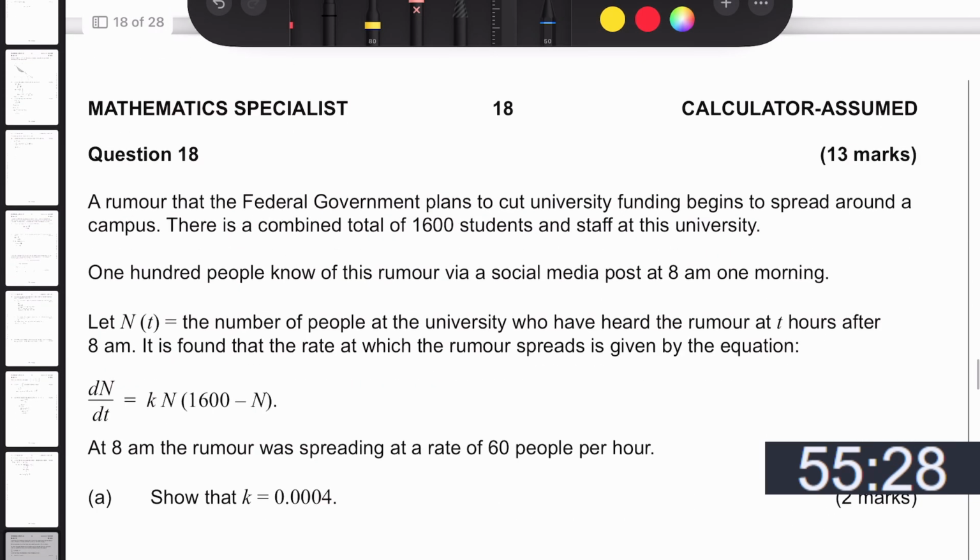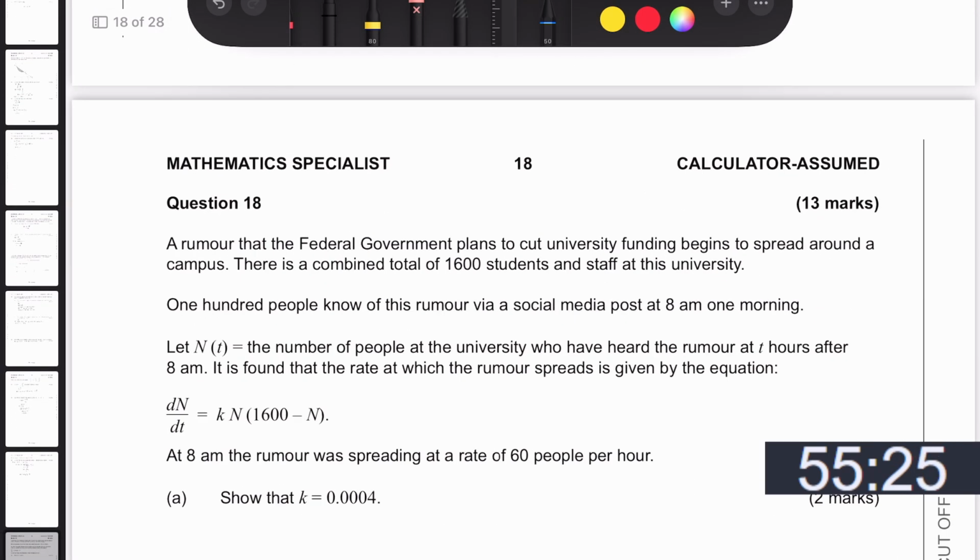Okay, page 18. A rumor that the federal government plans to cut university funding begins to spread around the campus. There's a combined total of 1,600 students and staff at this university. 100 people know this rumor via a social media post at 8 a.m. one morning. Let n of t equal the number of people at the university who have heard the rumor. It is found that the rate at which the rumor spreads is given by the equation, which is 60 people per hour at 8 a.m.